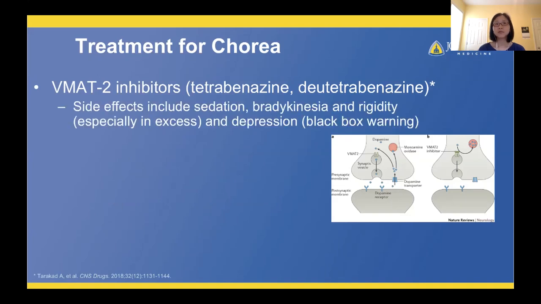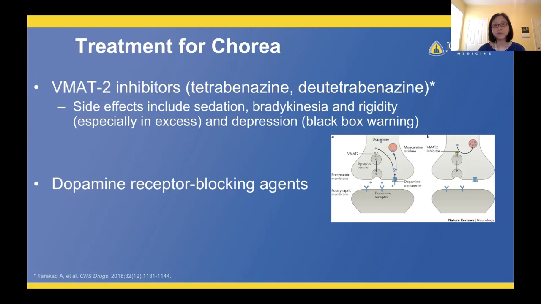And main side effects include sedation, Parkinsonism, such as bradykinesia and rigidity, given that it's dopamine depleting. And there's a black box warning for depression as well as suicidality. So my main example of using VMAT2 inhibitors would be in someone who really predominantly has motor symptoms of chorea. And if they have depression, that wouldn't necessarily stop me from using VMAT2 inhibitors. But I need to make sure that the depression is well controlled and well monitored.